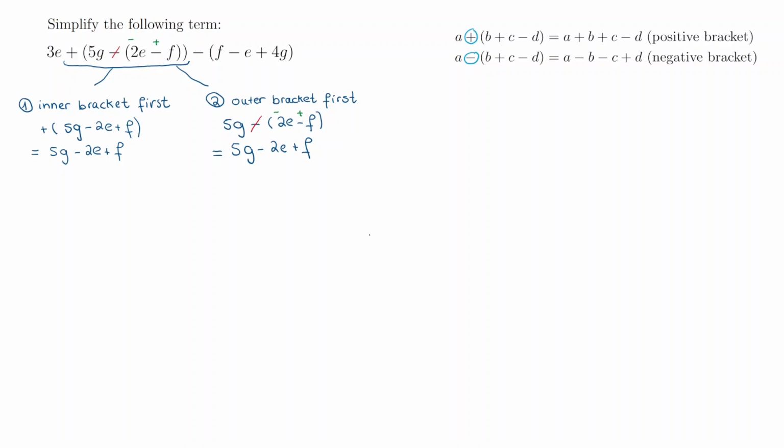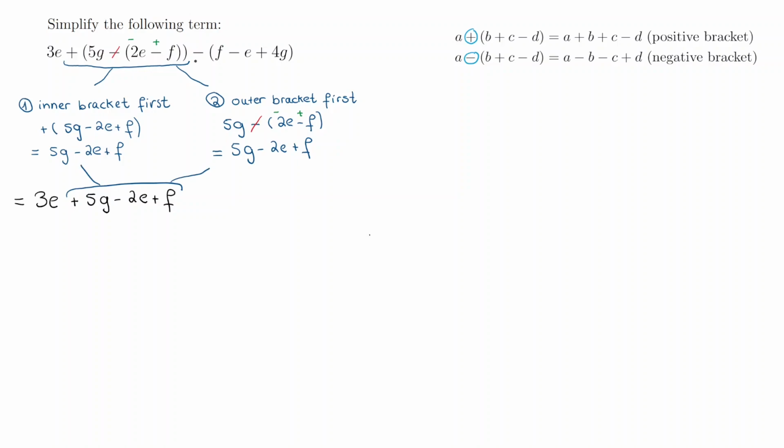Okay, so let's go back to our whole term. I just copied the 3e. We can't do anything with that for now. Then comes the part we just simplified to this part. So I copy that part as well. So this part, we can get it this or this way.